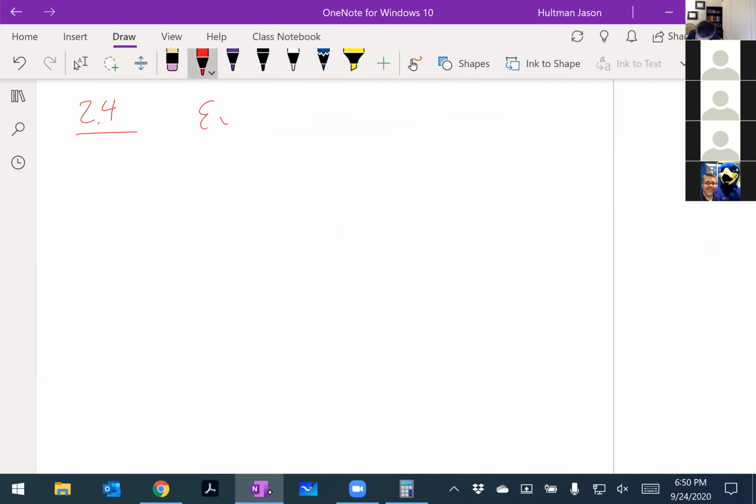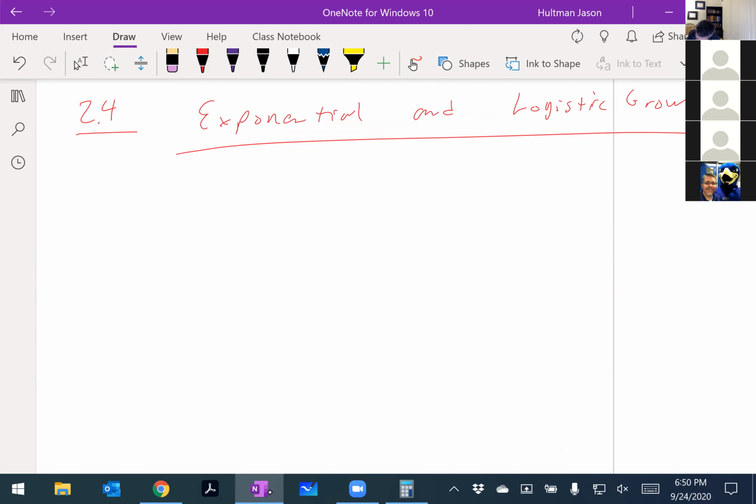Okay, exponential and logistic growth. So if we have y equals Ce to the kx, this is the exponential growth function.